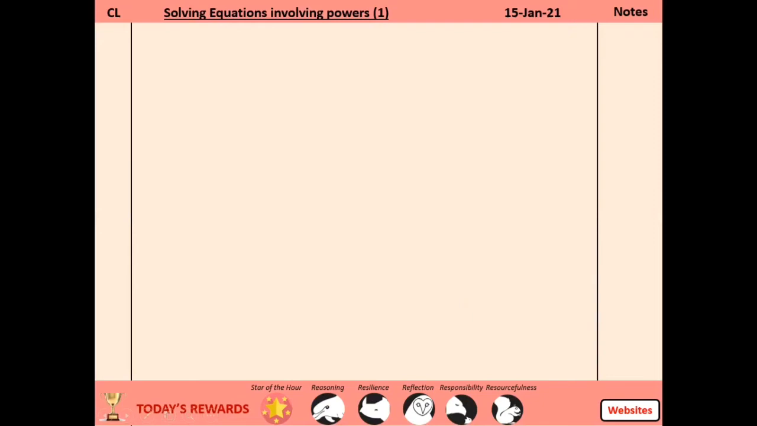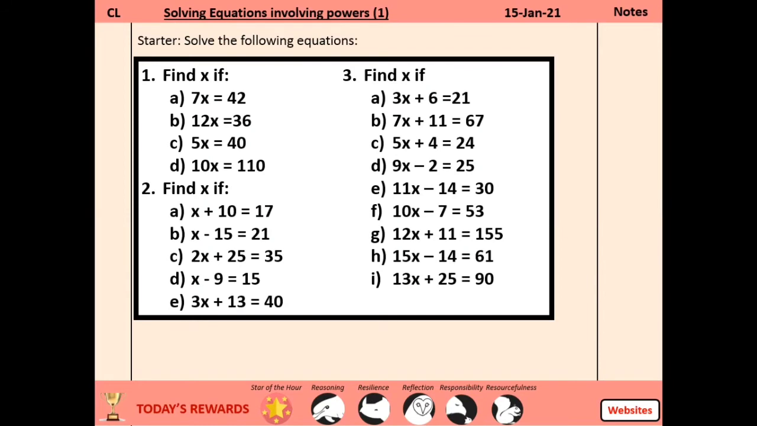The topic for this video is solving equations involving powers, part 1. As a starter, solve the following equations. Pause the video, give it a go, then please press play when you are ready to carry on.